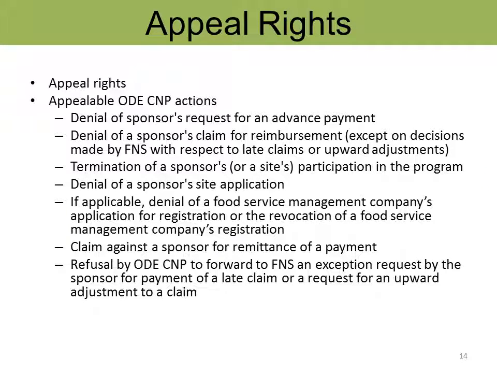Any sponsor denied participation in the program or denied program payment may obtain a hearing by an official other than the one directly responsible for the original determination. At the time of the denial, ODE CMP will tell the sponsor whom to contact for an appeal.